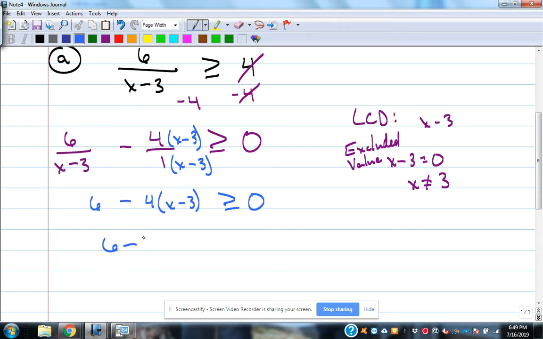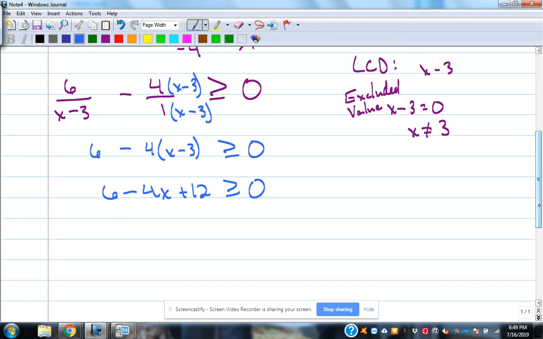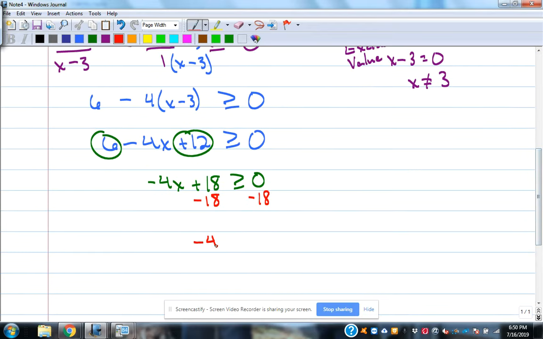So that's going to be 6 minus 4x plus 12 greater than or equal to 0. And then I'm going to get the like terms together. Got 6 and a plus 12. So that's negative 4x plus 18. And then it doesn't have an exponent on the variable, so that means I don't have to do anything special here. I just get x by itself, which works out wonderfully. Subtract 18. Negative 4x is greater than or equal to negative 18.